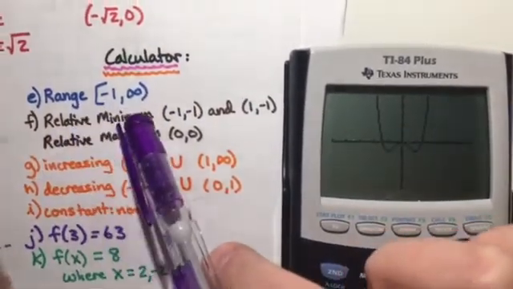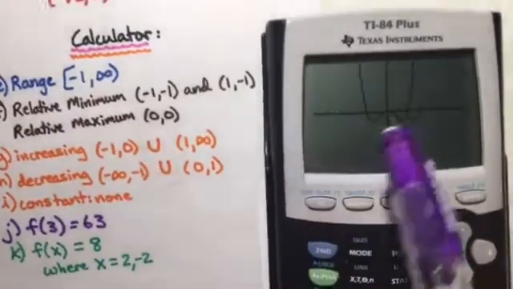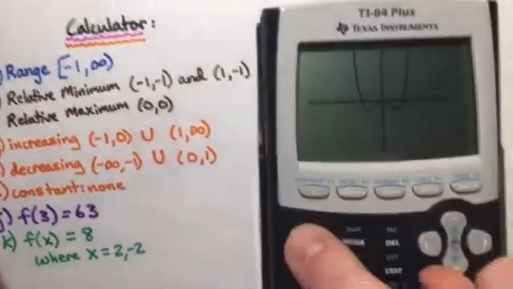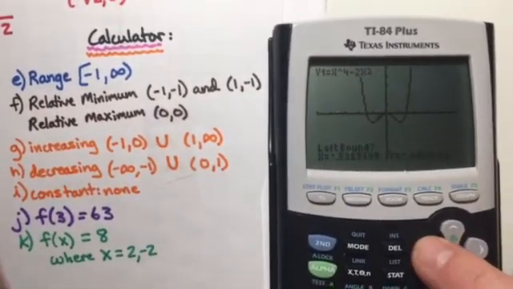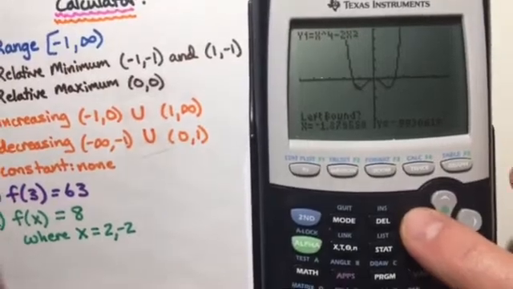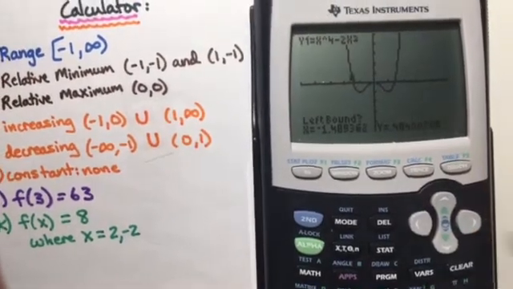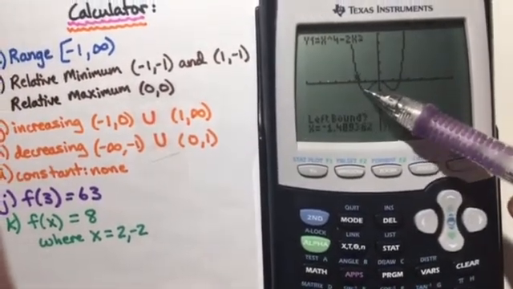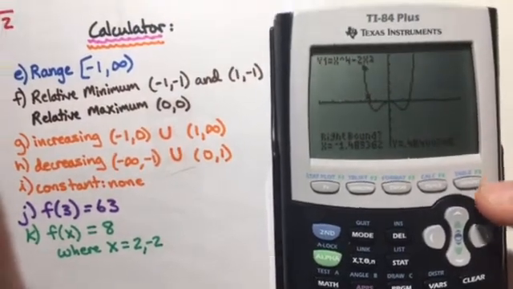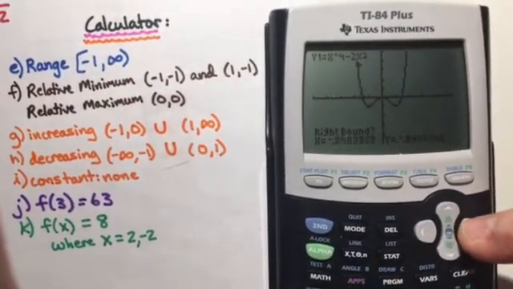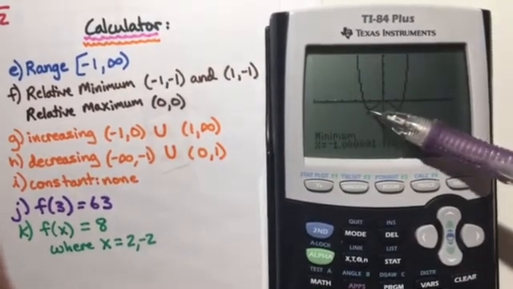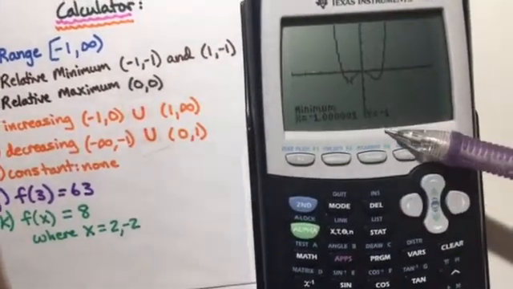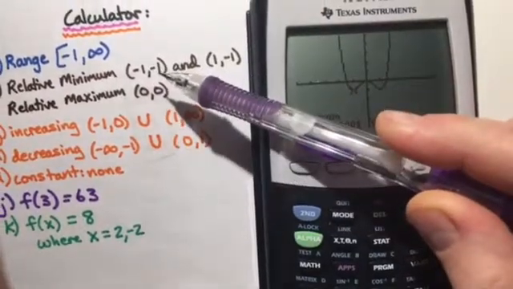The relative min and relative max we can find on the calculator. We can do second trace 3, and we can either trace over or type in values. If I trace over to the left of this minimum I'm looking for and hit enter, then trace to the right of it, but not too far, and hit enter twice, it will land right on the minimum value of -1, -1. So I wrote that down.